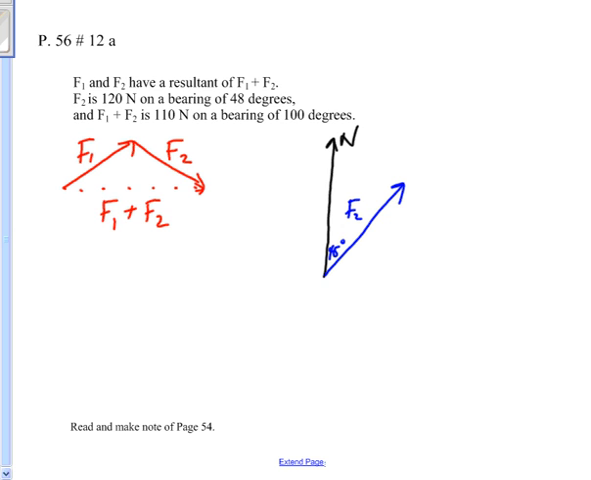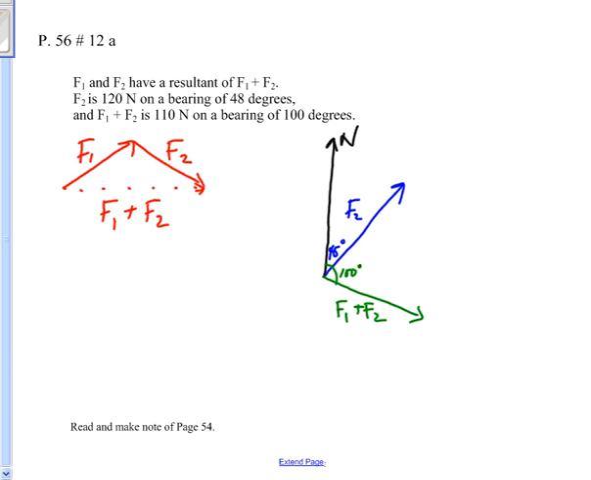And I know my resultant is 110 newtons on a bearing of 100 degrees. So I have turned 100 degrees from this north, so past this right angle, down just a little further. And that is my resultant. I would like to know what force 1 is.